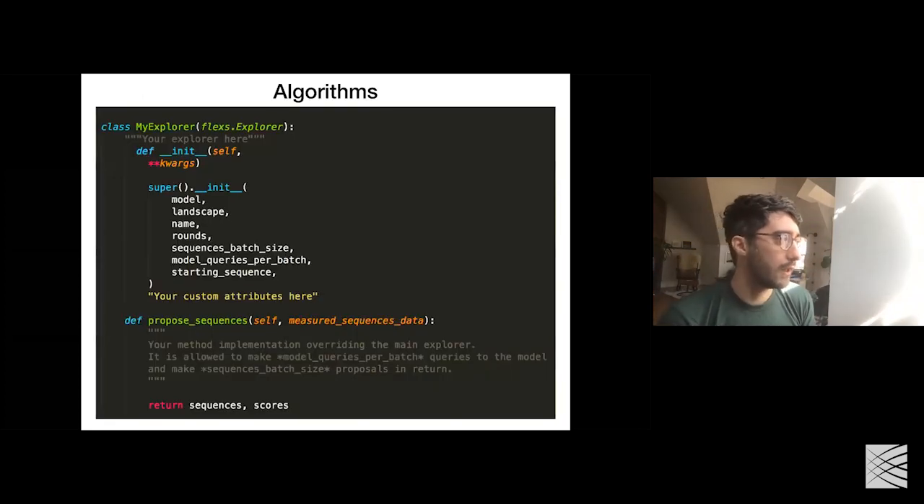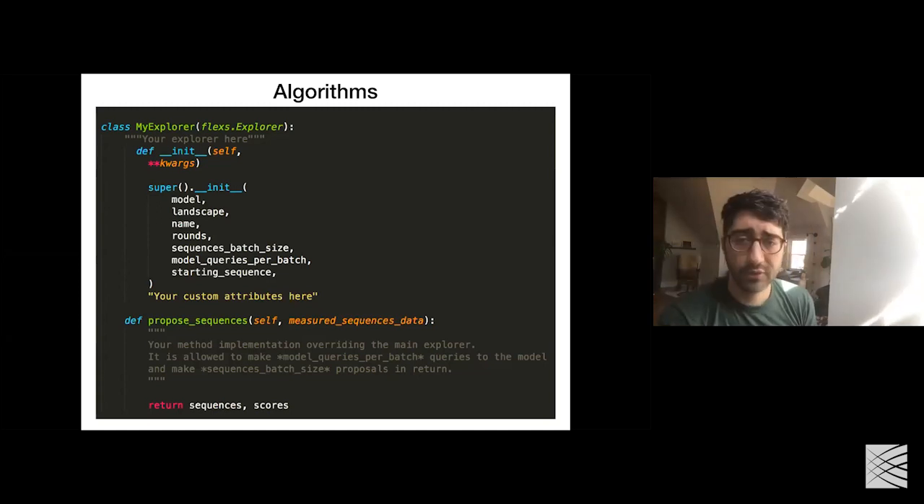I want to show that implementing an explorer is as simple as just implementing a single function. Proposed sequences receives a set of measured data, and then it proposes a set of sequences that can then be measured against the ground truth, and it will update your models and everything, and you can go again. So the interface ensures that you basically stay within the limits of the computational queries and the ground truth queries that you want to make.